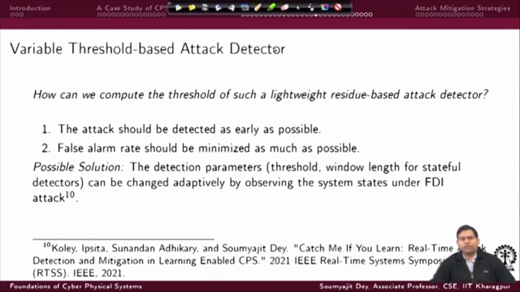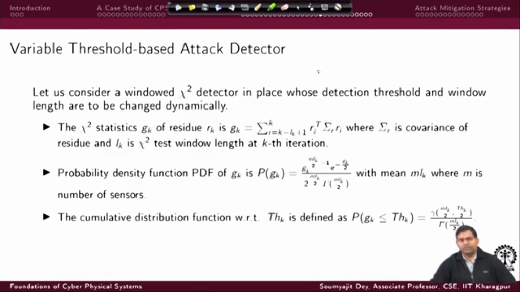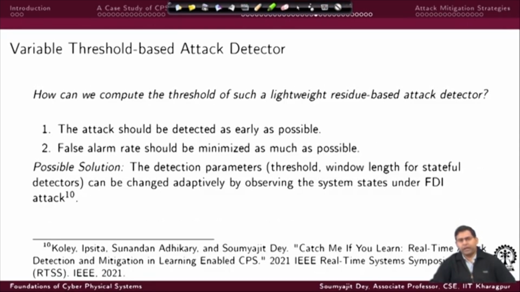So, the next thing we talked about is whether it is possible to have a variable threshold based detector, and we discussed an RL based strategy. We will talk about that again in the next lecture.